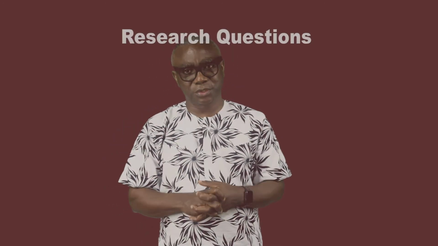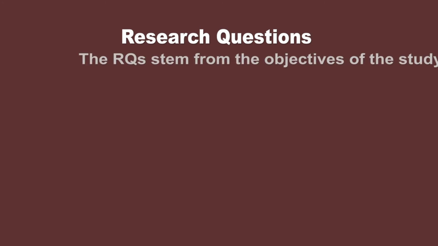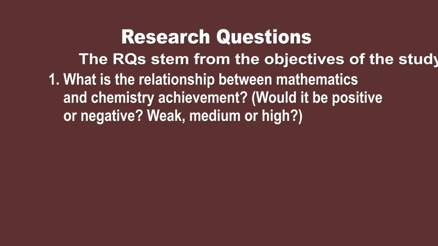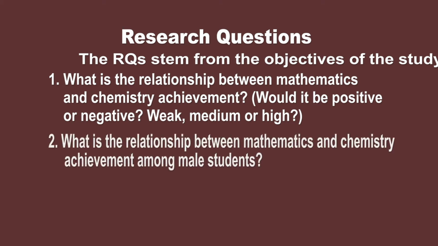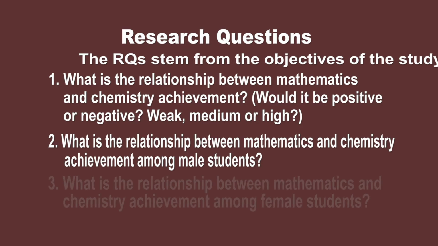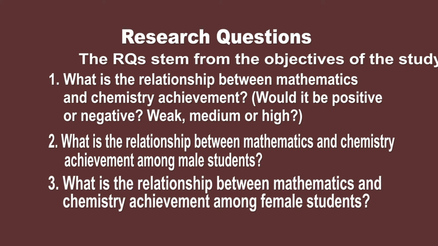Usually, from the research objectives, we can get research questions. The research questions from those objectives could be: research question 1, what is the relationship between mathematics and chemistry achievement? And this relationship could be positive, it could be negative, it could be weak, it could be medium, and it can be strong. Research question 2 would be, what is the relationship between mathematics and chemistry achievement amongst male students only? Research question 3 would be, what is the relationship between mathematics and chemistry achievement amongst female students?